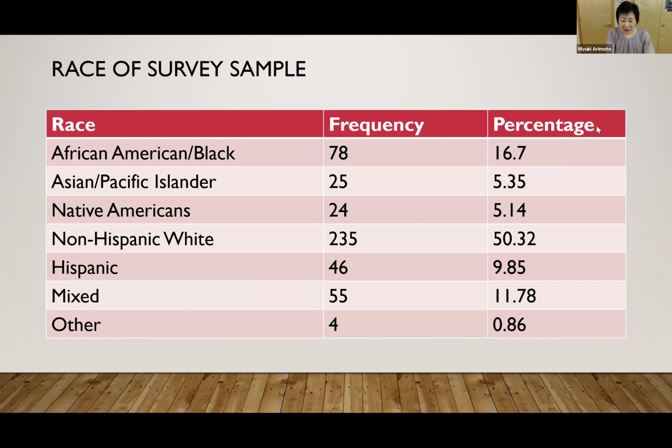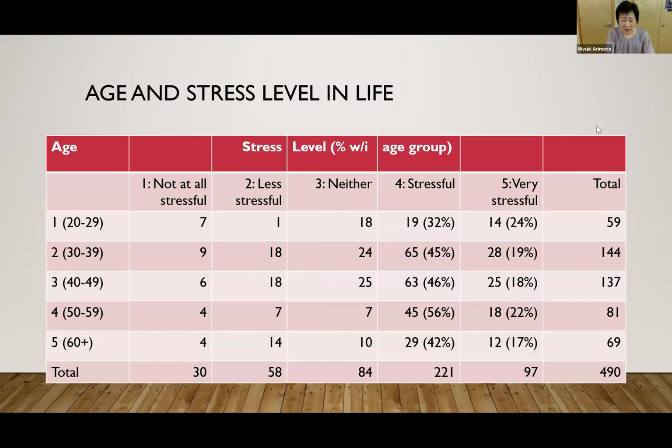Here's the race ethnicity distribution. In this sample, African American, Asian and Pacific Islander, and mixed race are overrepresented compared to the US population composition, which is what we would expect for prison.